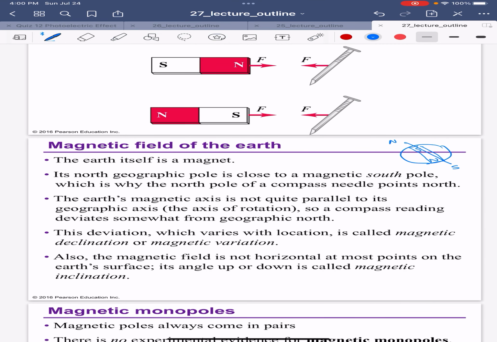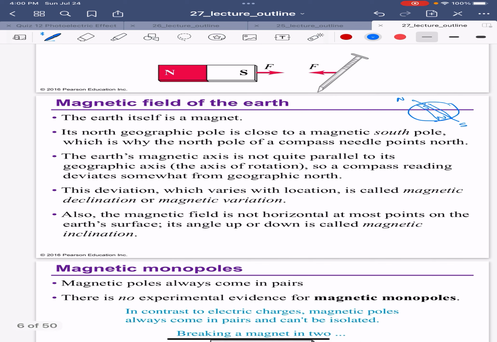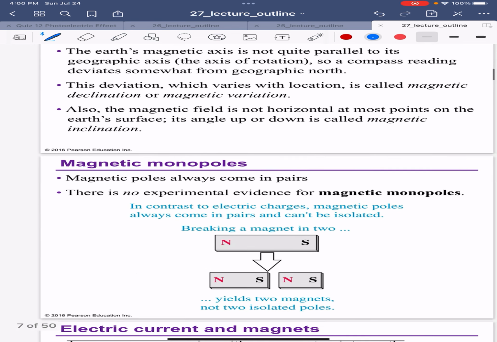The Earth's magnetic axis is not quite parallel to its geographic axis, which is the axis of rotation. So a compass reading deviates a little bit from geographic north. This deviation, which varies with location, is called magnetic declination or magnetic variation. The magnetic field is not horizontal at most points on the surface of the Earth, and it has what is called inclination.